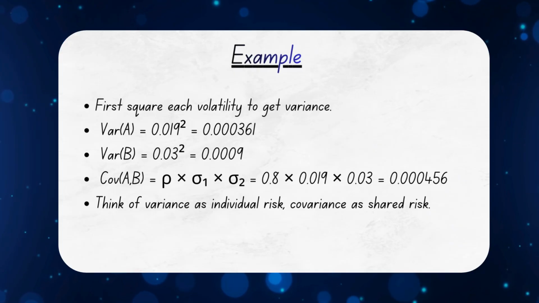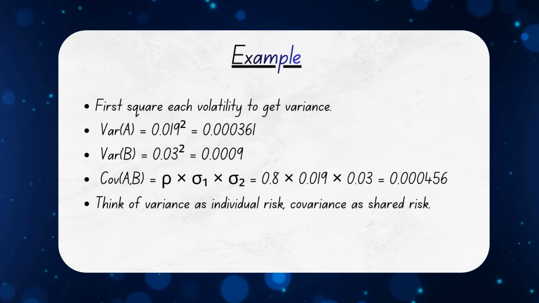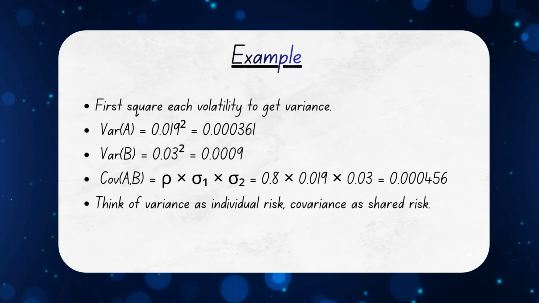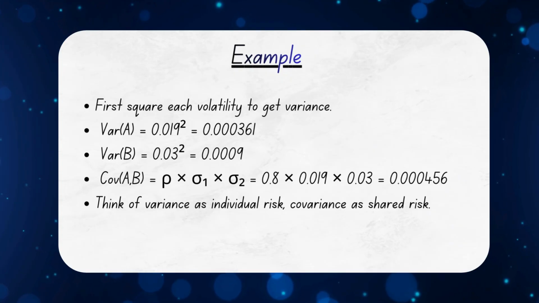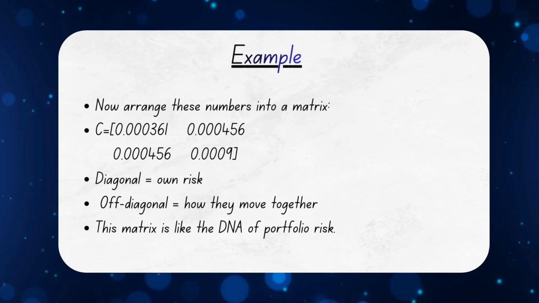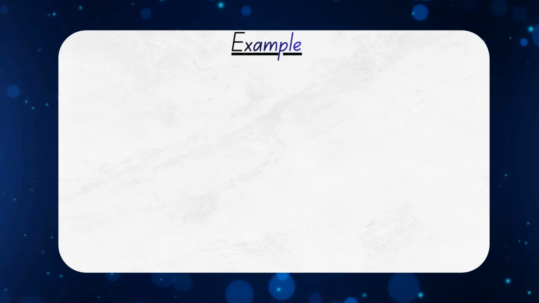First, we square each volatility to get variance. For asset A, 0.019 squared gives 0.000361. For asset B, 0.03 squared gives 0.0009. Then we calculate covariance using correlation times both volatilities, which gives 0.8 times 0.019 times 0.03, or 0.000456. These numbers form a matrix where the diagonal shows each asset's own risk and the off-diagonal shows how they move together. Think of this matrix as the DNA of portfolio risk.